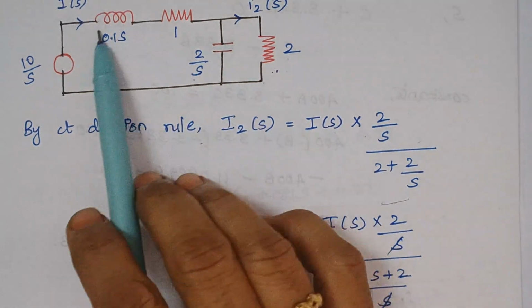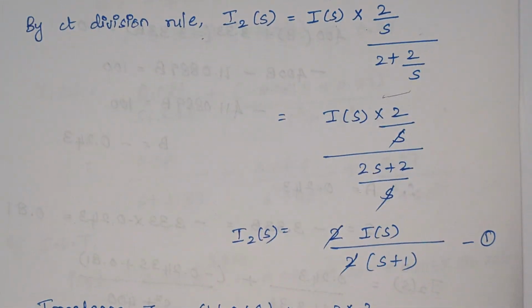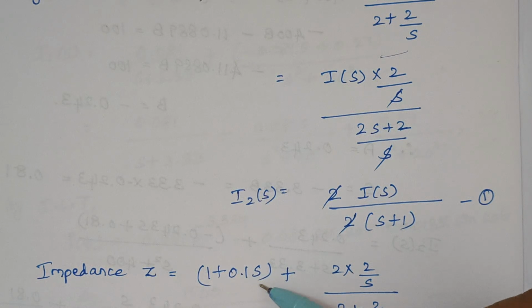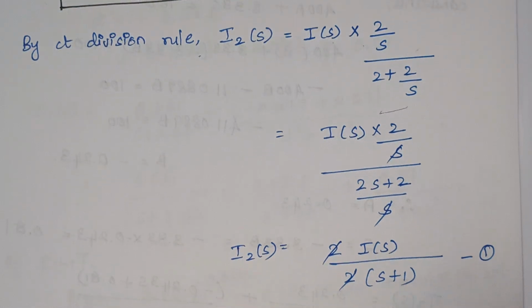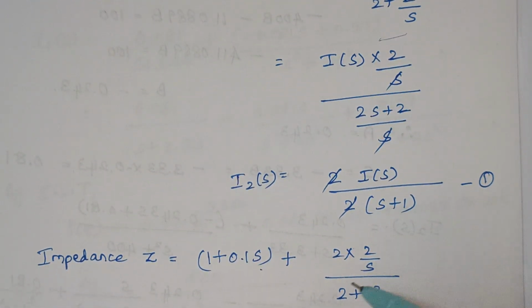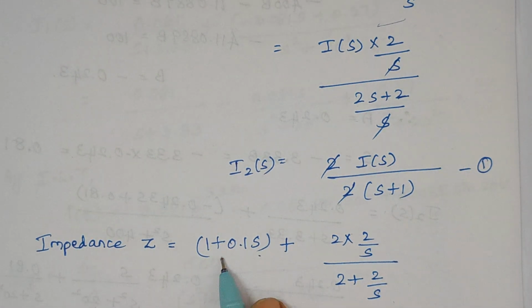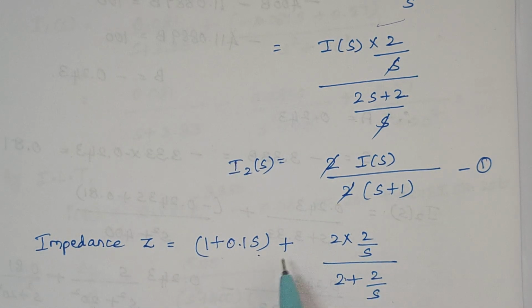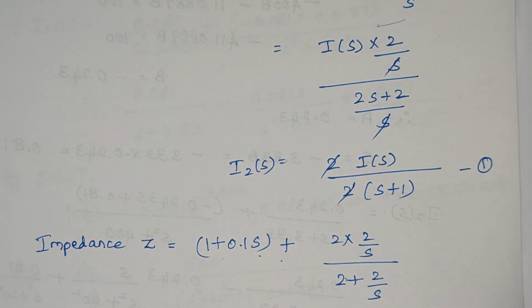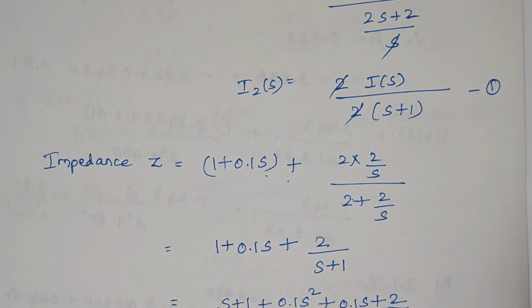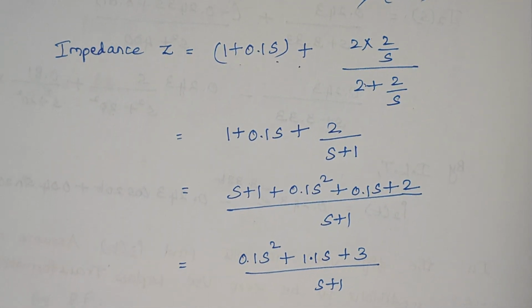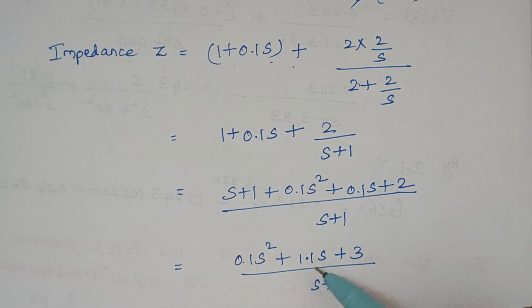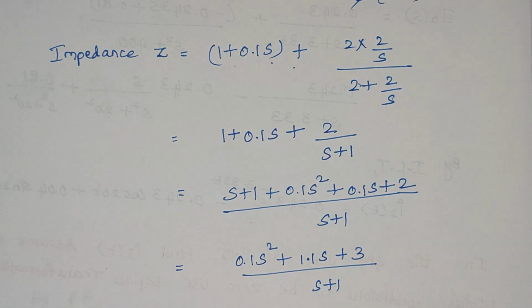Since these two are in series, the impedance I am writing as 1 plus 0.1 S. Plus, again these two are in parallel. Therefore, here we are writing it as 2 into 2 by S divided by 2 plus 2 by S. And these two combinations are in series. That is the reason why here we are putting a plus sign. Right. Then again, as usual, we have to solve. We have to take LCM. Once everything is done, this is our final expression: 0.1 S square plus 1.1 S plus 3 by S plus 1.